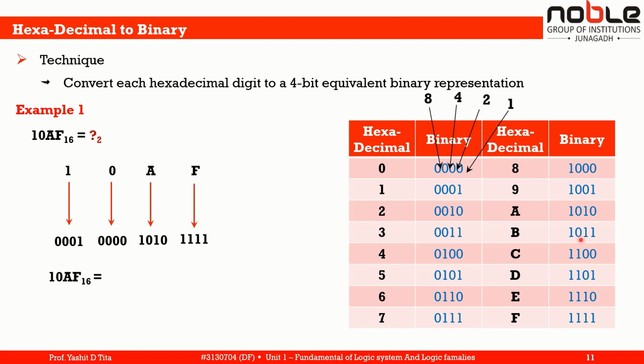Finally, 10AF hexadecimal is equal to 0001 0000 1010 1111 binary number.